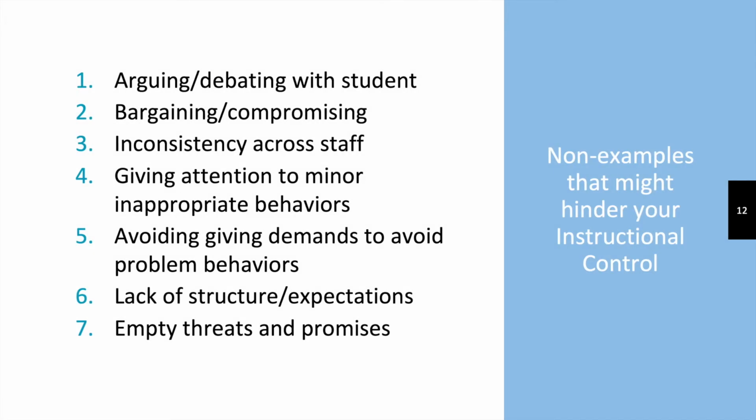Here are some non-examples that might hinder your instructional control: arguing and debating with students, bargaining and compromising, inconsistency across staff, giving attention to minor inappropriate behaviors, avoiding demands to avoid problem behaviors, lack of structure and expectations, empty threats and promises. If you find yourself stuck in these examples, take a step back and see where you can repair the relationship so that you can reestablish instructional control.